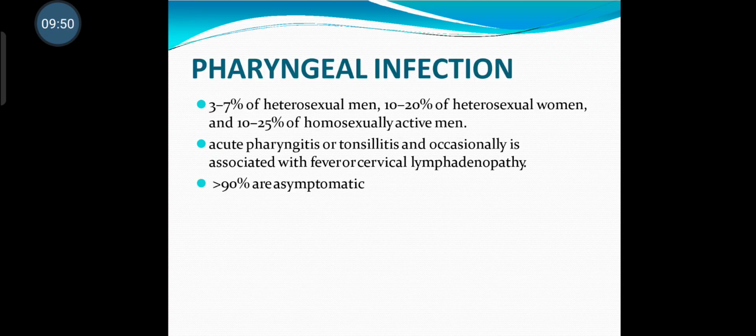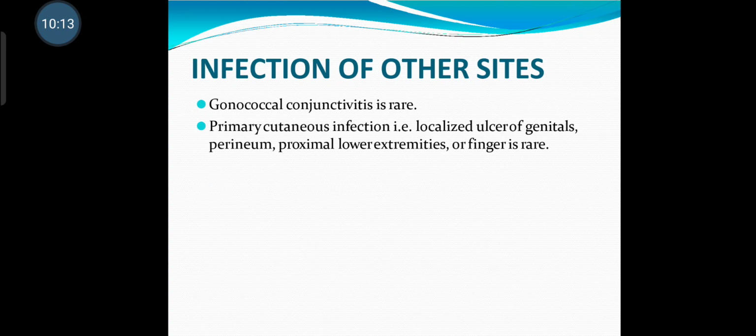Next is the pharynx. Pharyngeal infection is also involved in 3 to 7% of heterosexual men, 10 to 20% of heterosexual women and 10 to 25% of homosexually active men. Acute pharyngitis or tonsillitis is associated with fever and cervical lymphadenopathy. More than 90% of cases are asymptomatic.